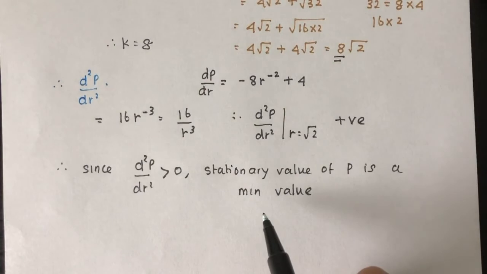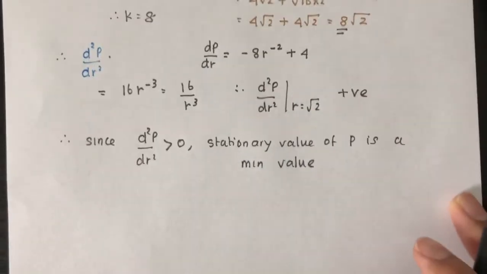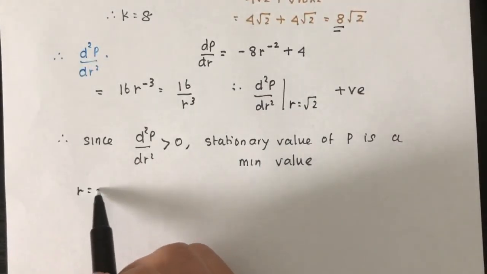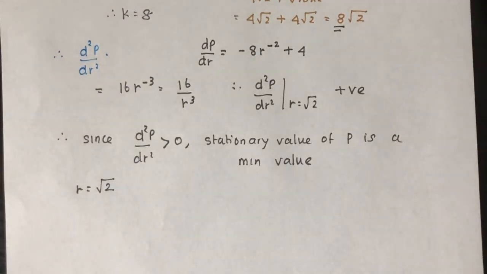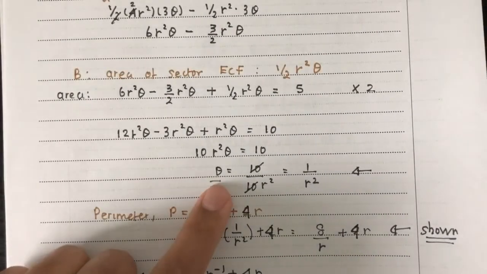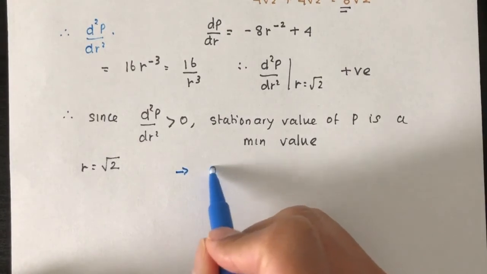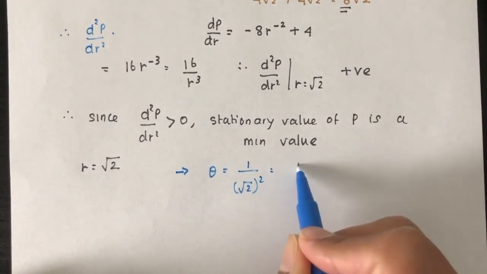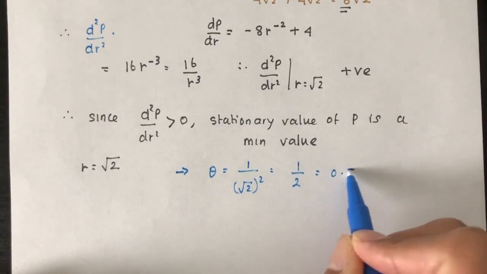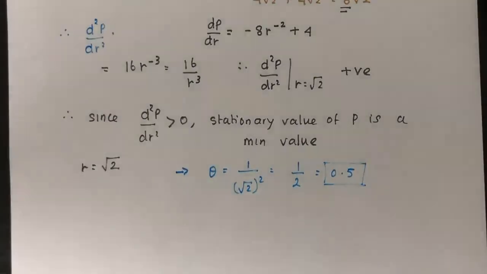So now next thing is we have to find the value of theta for which it occurs. Going back, we know r is equal to root 2. So going back to your main equation from part 1, as we have seen here, theta is equal to 1 over r squared. So from this, theta will be 1 over root 2 squared, 1 over 2, and that will be 0.5, and that is your answer for theta. And that is your question number 10.